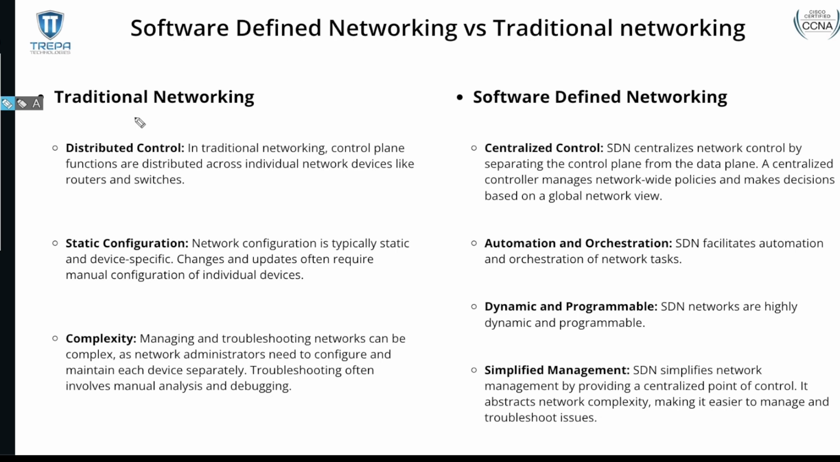So here's some key things about them. We call this a distributed control or distributed infrastructure. In traditional networking, control plane functions such as routing decisions and network policies are distributed across individual network devices. So individual devices, like if this is R1 here, we have the control plane and the data plane all in one device. Each device makes autonomous decisions based on its local knowledge, what it knows locally about its neighbors and what it knows from its neighbors.